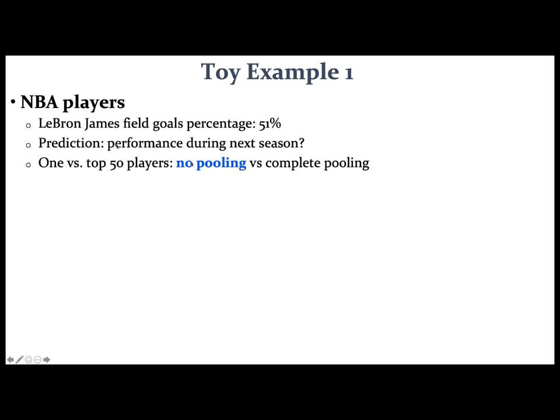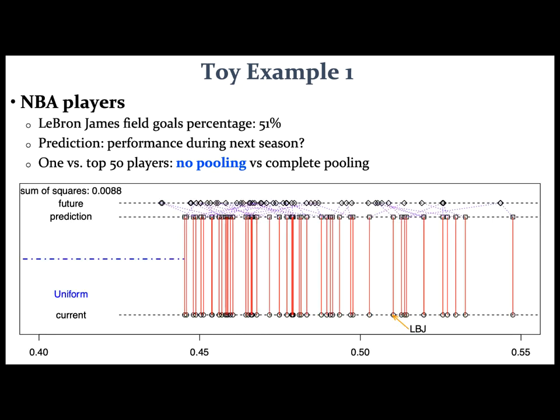I can think of two approaches right now. One is called no pooling. By no pooling, that means we just use the current performance as a prediction for the next season. No information is shared among those 50 players. The other extreme, complete pooling, means I'm going to use the average among those 50 players as a prediction for everybody. That's definitely not a good idea, right? Nobody does that. So those are the two extremes.